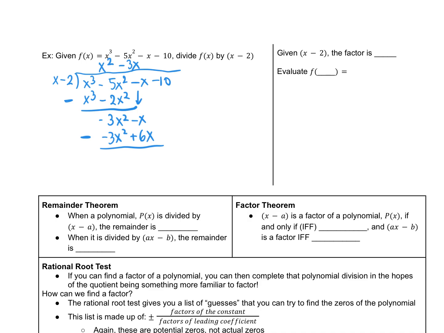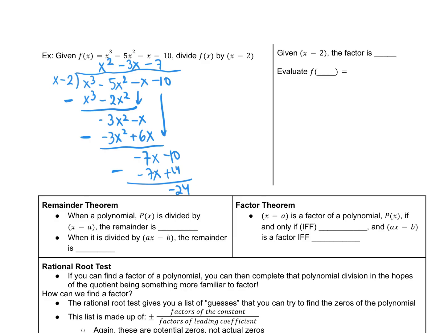Subtract. Negative x minus 6 is negative 7x, and bring the final term down. What times x gives us negative 7x? That would be negative 7. So negative 7x, and then negative 7 times negative 2 is 14. Subtract those, and our remainder is negative 24.